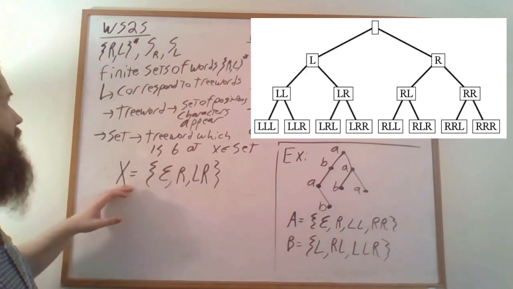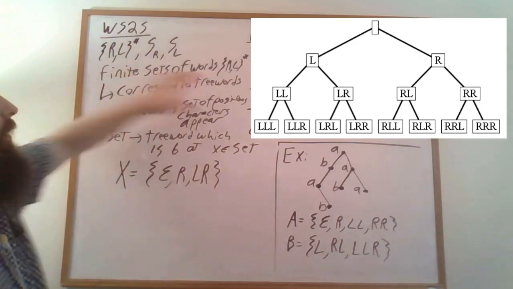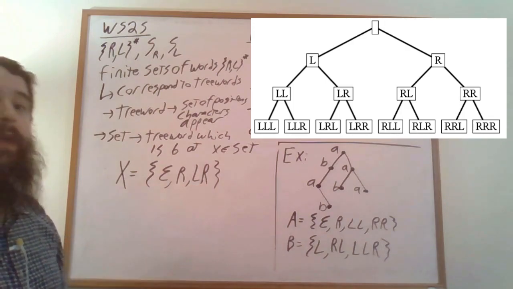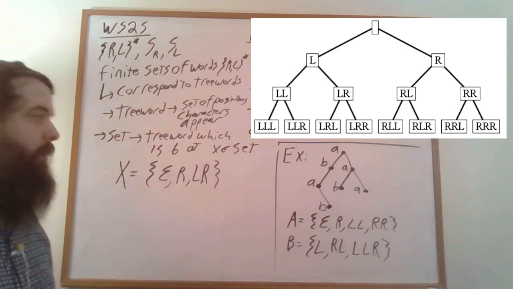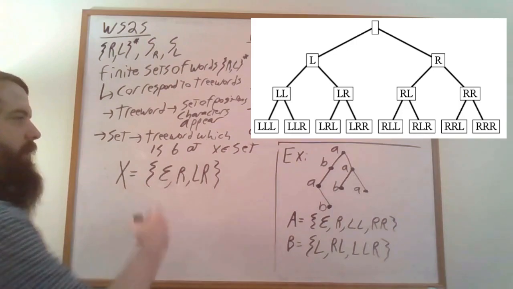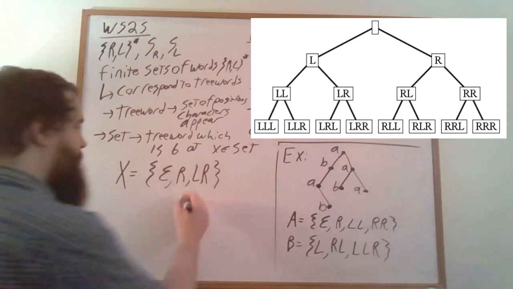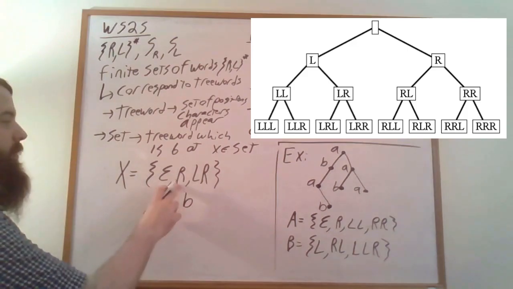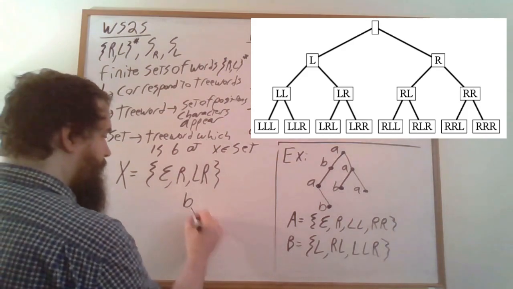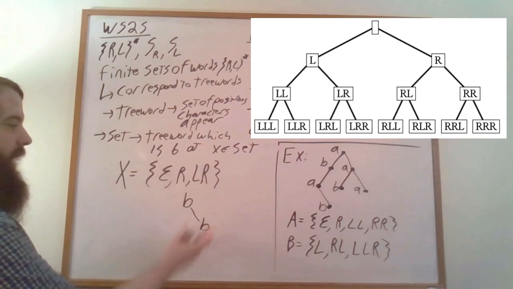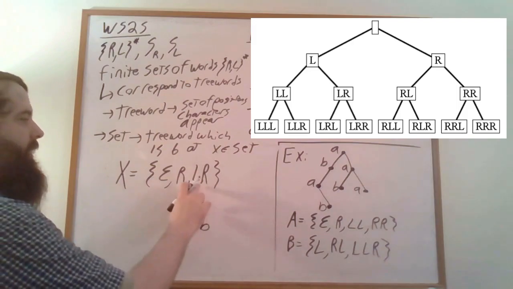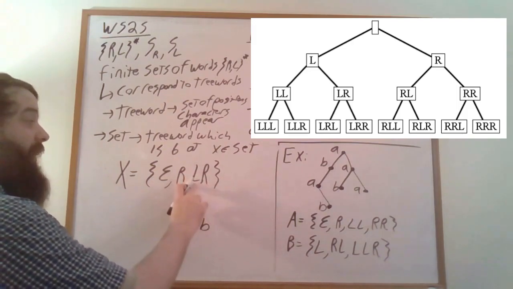Suppose that we had the second order element, the finite set of words on R and L that contained the empty word, the word R, and the word LR. We could represent it as a tree word as follows. We're going to want to put a B at the root because the empty word corresponds to the position of the root. We're going to want to put a B at the position corresponding to the right child of the root. So we'll add in a right child to the root and we'll put a B there. And then we're also going to want to put a B at the position given by the right child of the left child of the root.